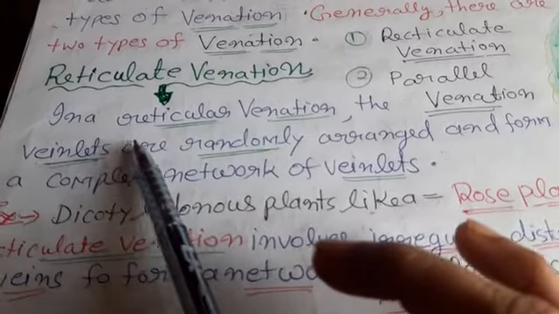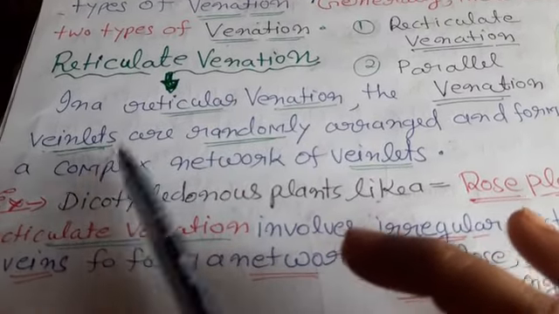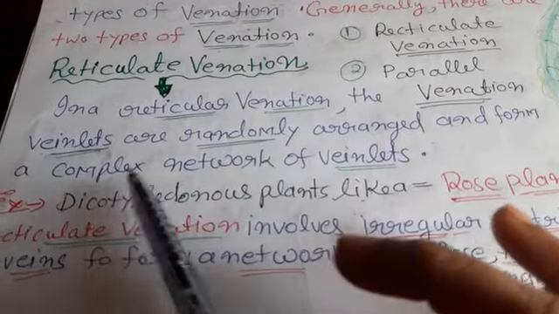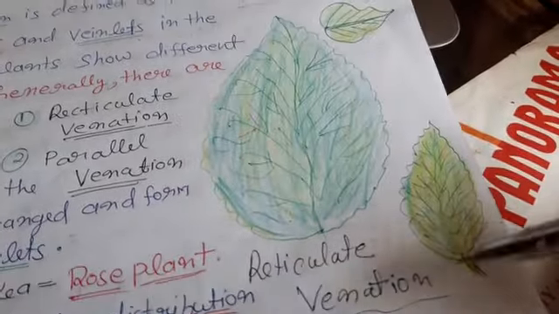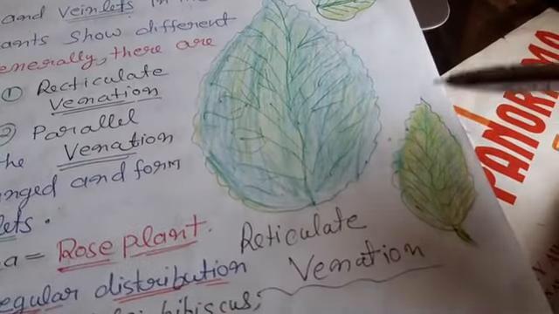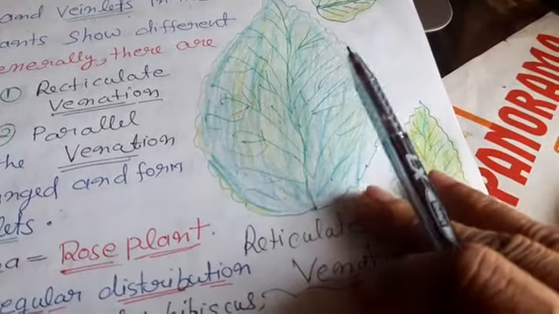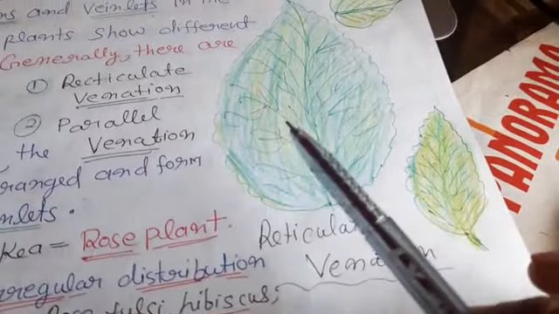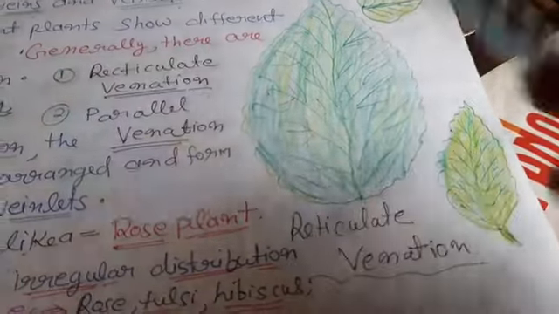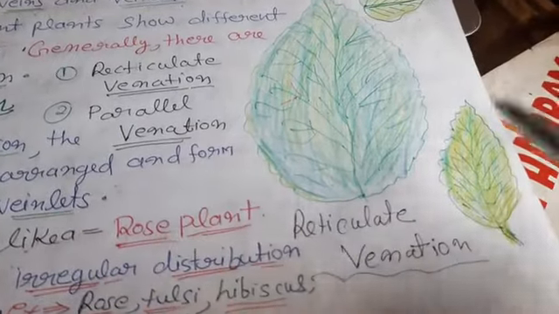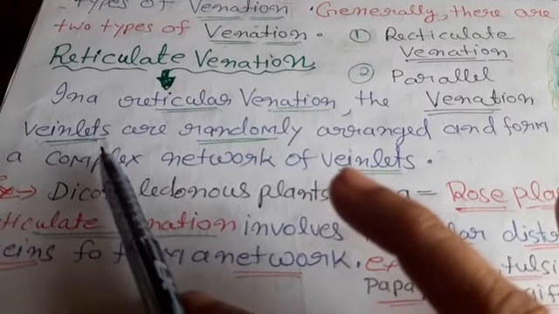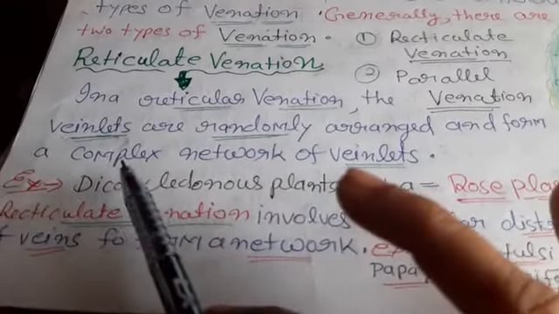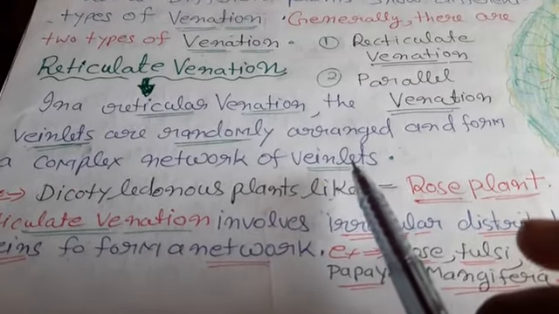How can we define it? In reticulate venation, the veinlets are randomly arranged and form a complex network of veinlets. This is a diagram of a reticulate venation leaf. You can draw it in your notebook. This is reticulate venation, an arrangement of veins. It is a very complex network of veins showing on the leaf surface.